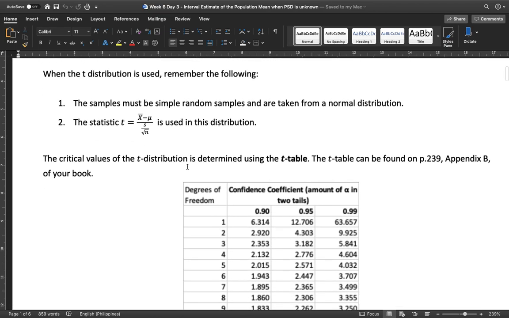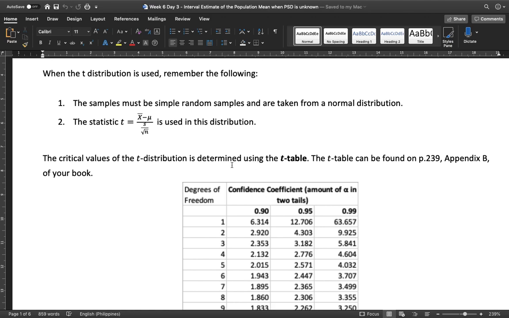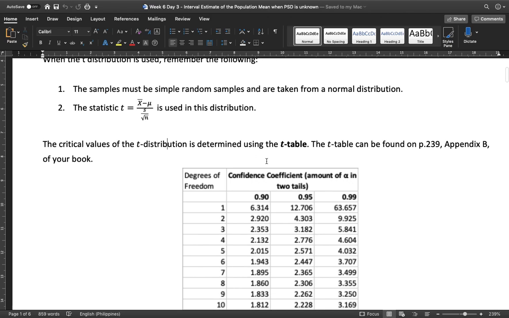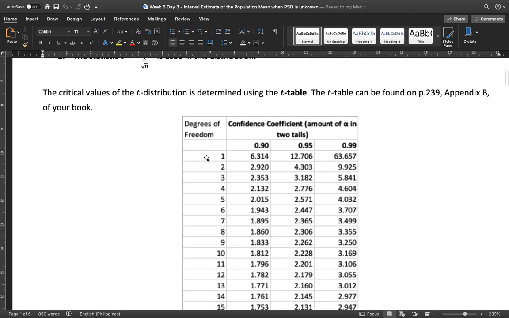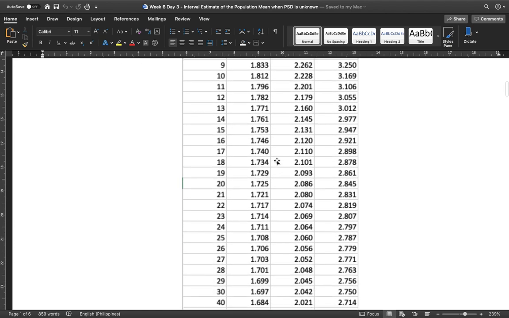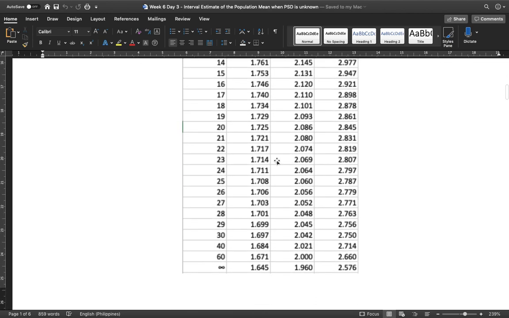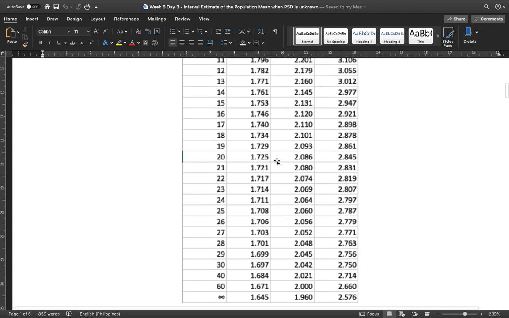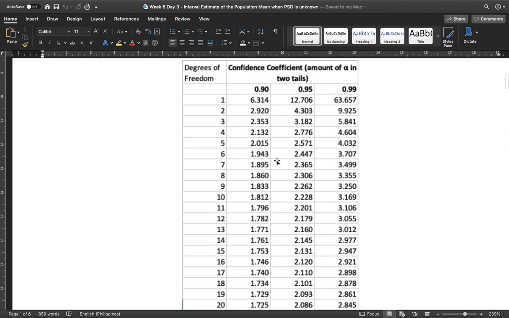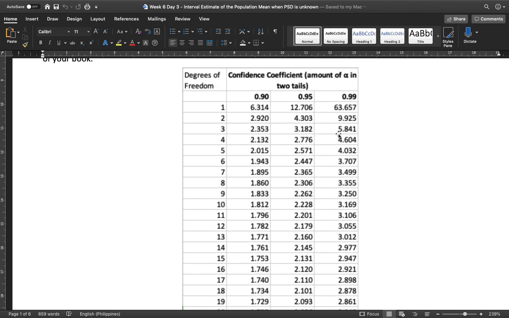So the critical values of the T distribution is determined using the T table. The T table can be found on page 239 on Appendix B on your book. That's at the back side of your book katabi nung table of areas under the normal curve. And I took the liberty to type all these values right there. Same lang naman din kung ano yung nasa book nyo. It's just that I find it not pleasing kung i-scan siya eh. Mas maganda i-type na lang.